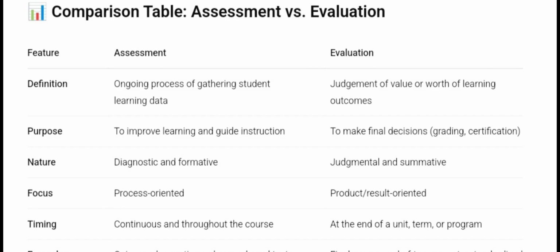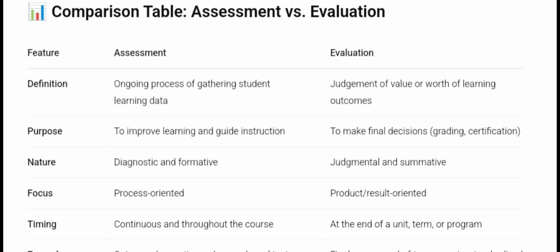So assessment means it is something ongoing, right? We are collecting the learner's information during the course of study. But evaluation means judgment, evaluation means result. Remember that. Purpose: to improve learning and guide instructions. The purpose of assessment is to improve learning and keep on making changes, all right? But evaluation's purpose is to grade the students or give them certificates or diploma, or to say whether he or she is first division, second division. That thing is done by evaluation.